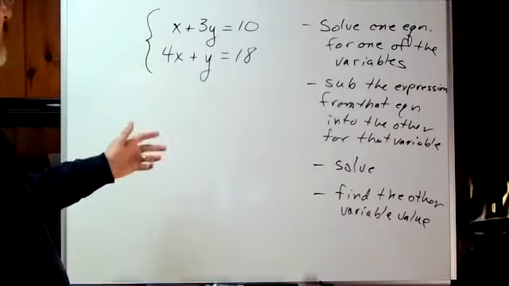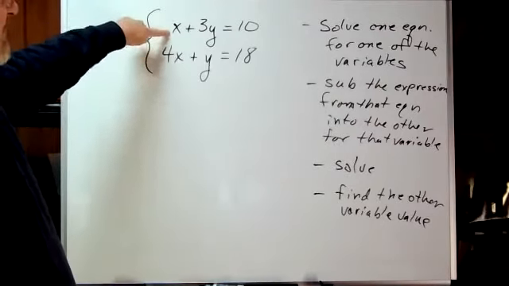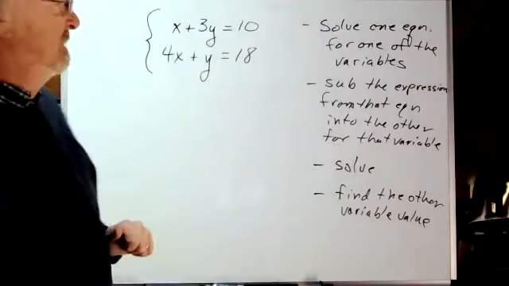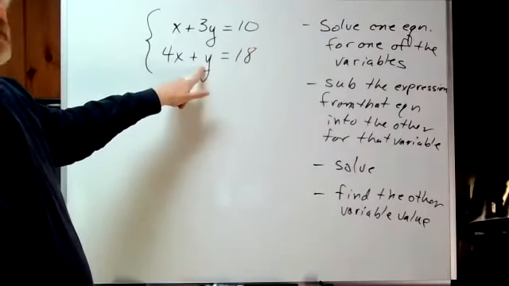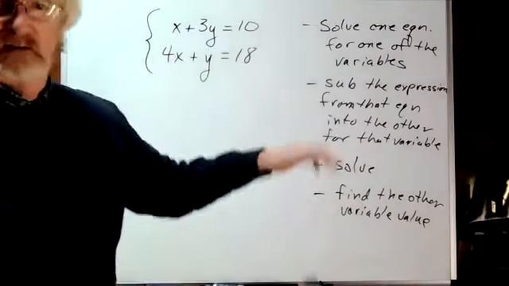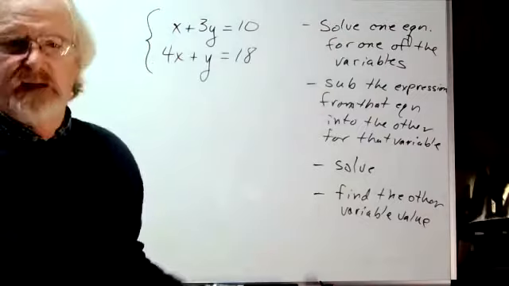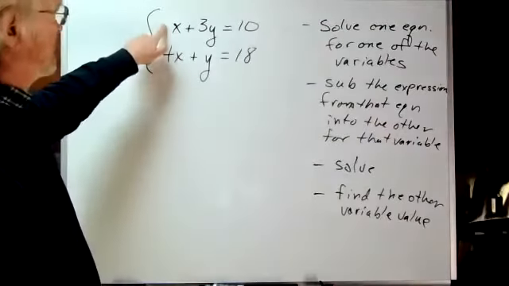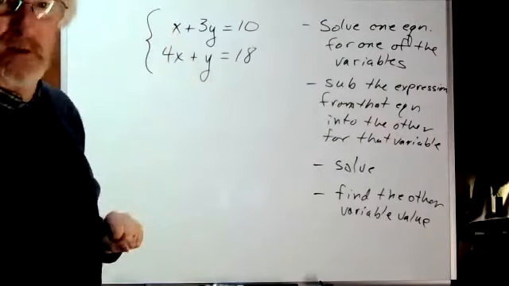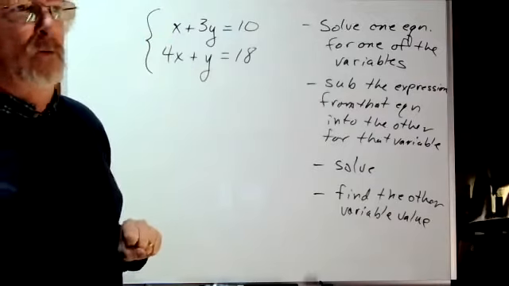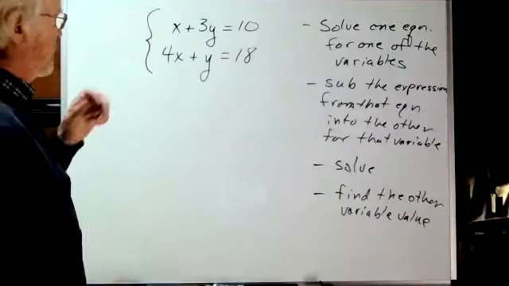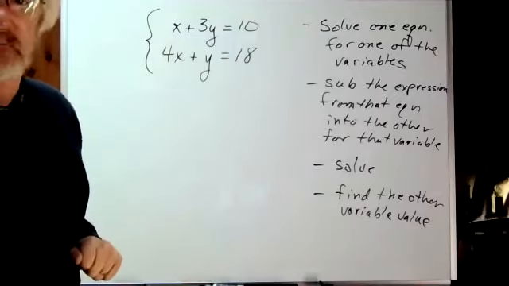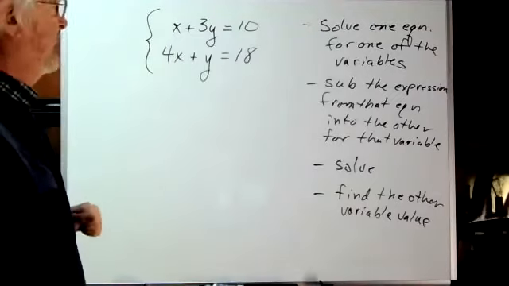When I look at this, I say, well, it'd be pretty easy to get the X alone if I move the 3 Y's. Or here I could say it'd be pretty easy to get the Y alone if I move the 4 X's. So I really have two pretty equal choices because it's a nice 1 on both of those, right? A 1X or a 1Y. So just sort of arbitrarily, I'm going to choose the first one and solve it for X.